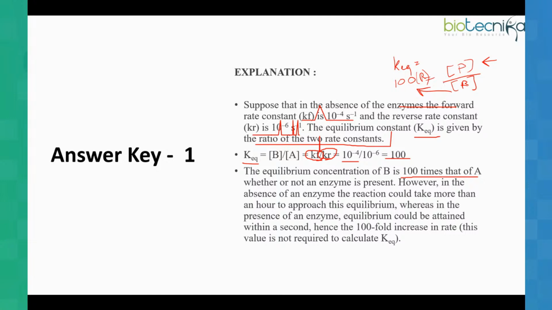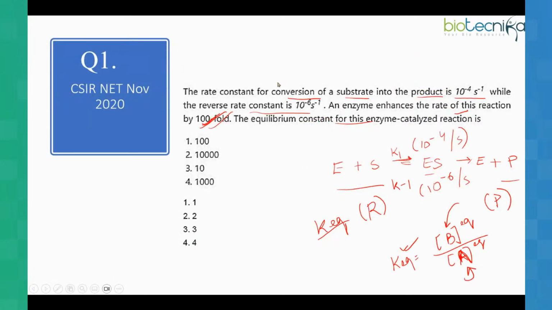Reactant will come over here, no? So product is 100 into reactants, which means it is 100 times that of A, whether or not enzyme is present. However, in the absence of the enzyme, the reaction could take more than an hour to approach this equilibrium. Whereas in the presence of enzyme, equilibrium could be attained within a second. Hence, the 100-fold increase in rate is there. So this particular value is not required to calculate the Keq. Alright, so that is why here the correct answer is option 1.